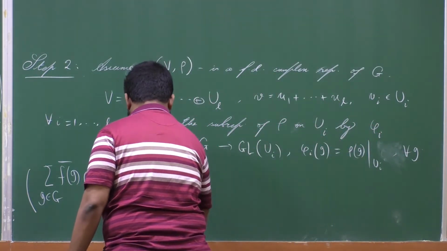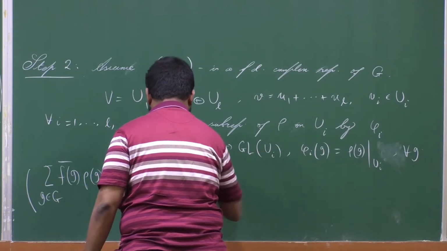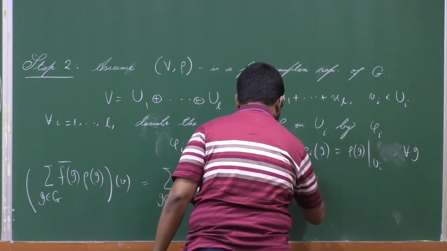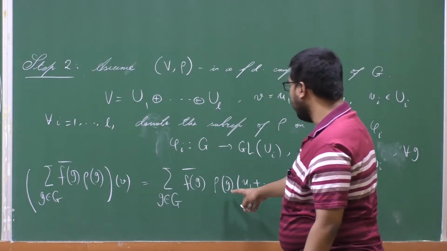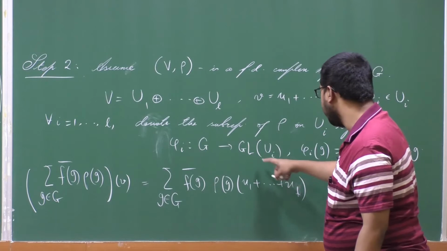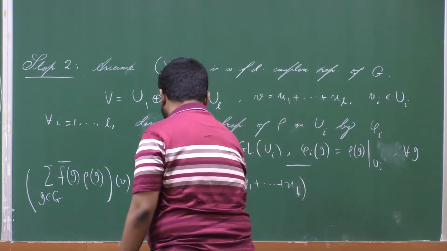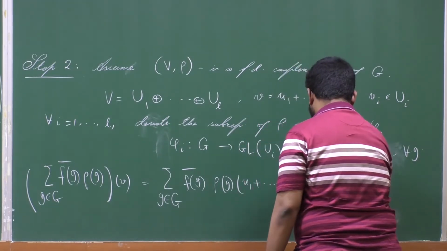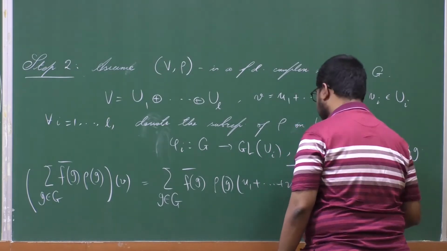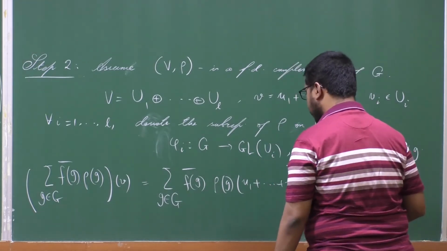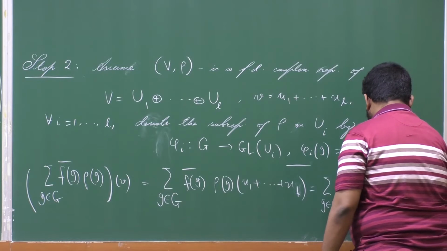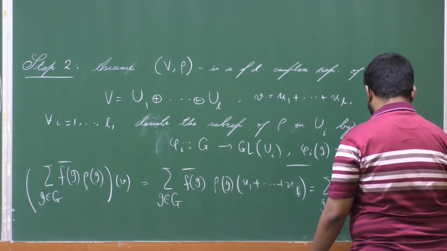So therefore what we can do is just an observation: rho G of u1 through ul. Now what is rho G of u1? u1 is in U1, so rho G of u1 is nothing but phi 1 G of u1, because phi 1 is nothing but the restriction. So this is what we can immediately see, that the whole thing turns out to be the following. So f bar G, the first one is phi 1 G of u1, and that's how it goes.